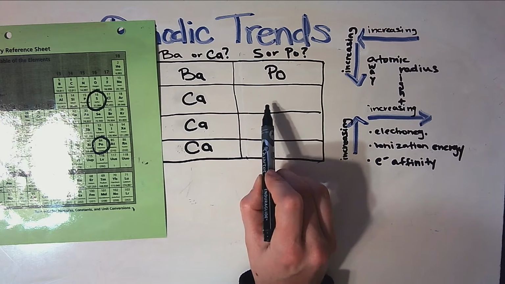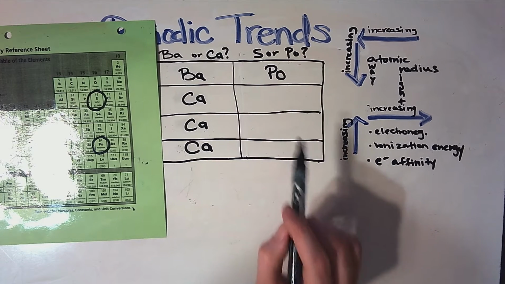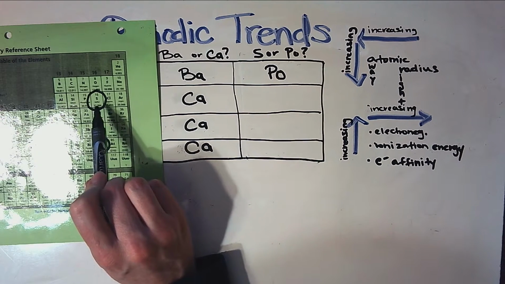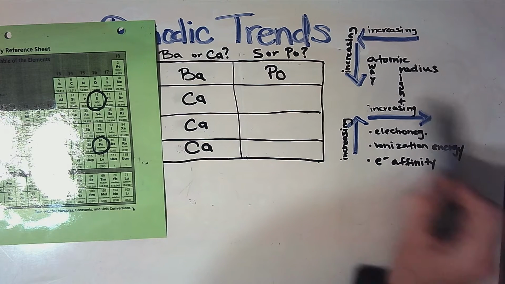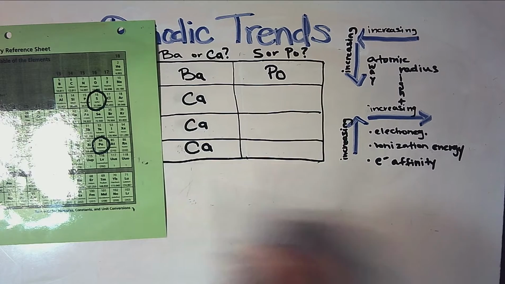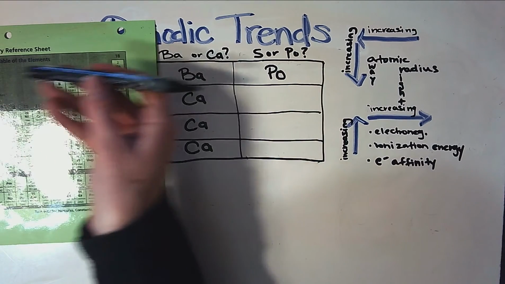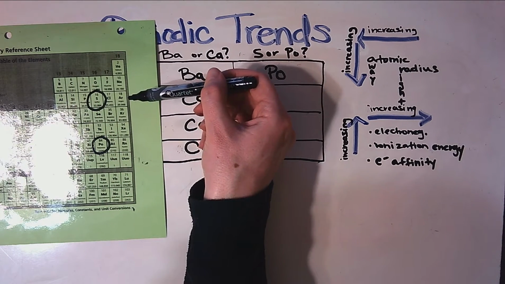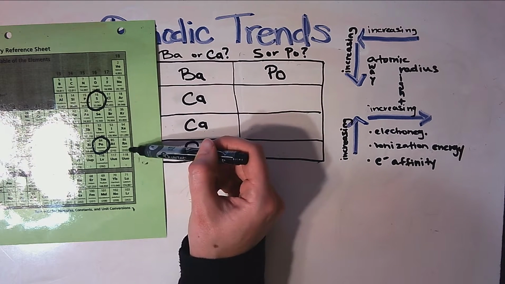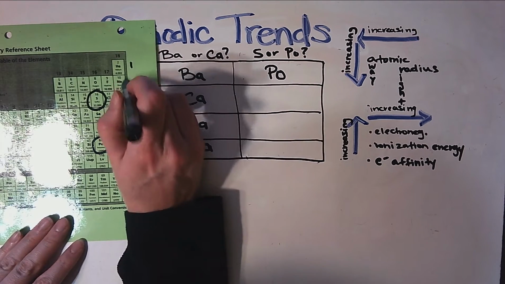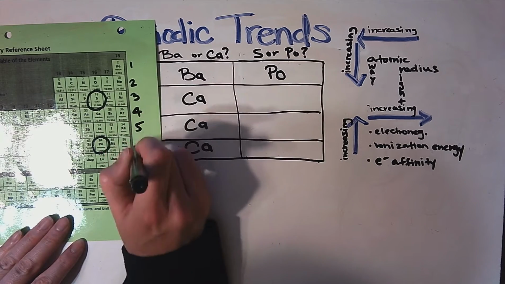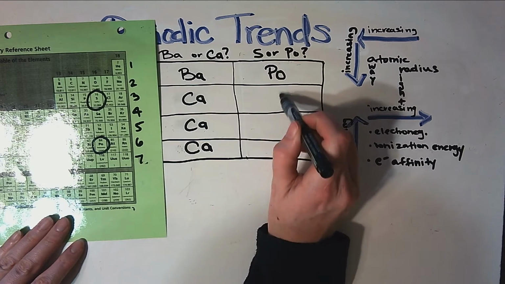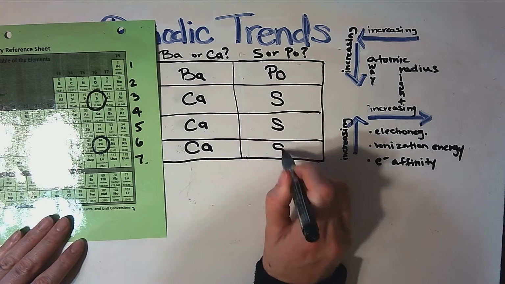Now for the remaining three, so electronegativity, ionization energy, and electron affinity. Sulfur will have the larger of all three because all three of those follow this trend where they increase as you go up a group and to the right in a period. Because sulfur is higher up in the group, it's only in the third energy level as opposed to polonium in the sixth. I'm getting these numbers from the other side of my periodic table. It will have a higher value for all three. So sulfur, sulfur, and sulfur.